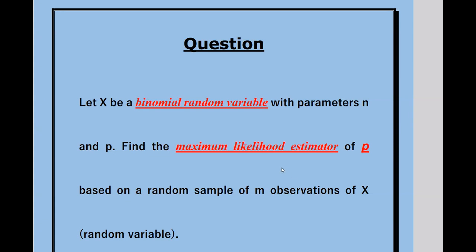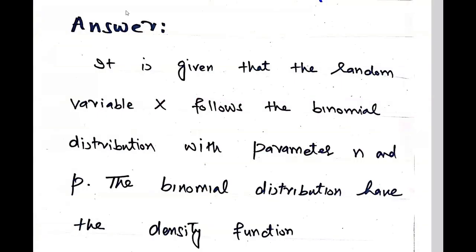In this video, I solve a numerical question about the maximum likelihood estimator of p. p is the parameter of the binomial distribution. The binomial random variable has two parameters, n and p. In this question, we calculate the maximum likelihood estimator of p from a random sample of m observations of the random variable x drawn from a binomial distribution. So here is the answer.